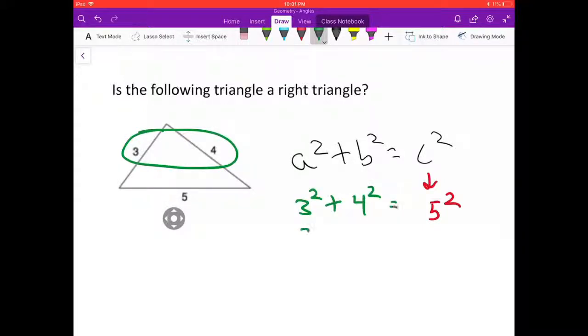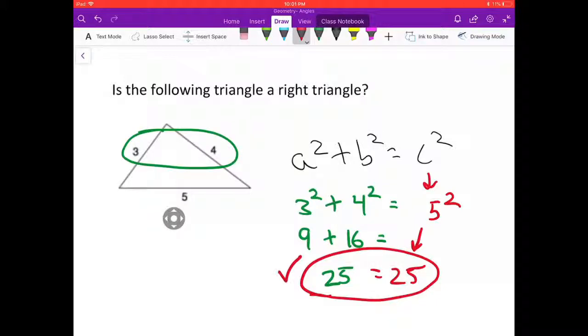Now, 3 squared is 9, 4 squared is 16. When I add those two together, I get 25. Now, on the other side of my equal sign, 5 squared is also 25. So these three numbers work in the Pythagorean theorem, so yes, this is a right triangle. Alright, so those are the three types of problems that you would come across with the Pythagorean theorem.